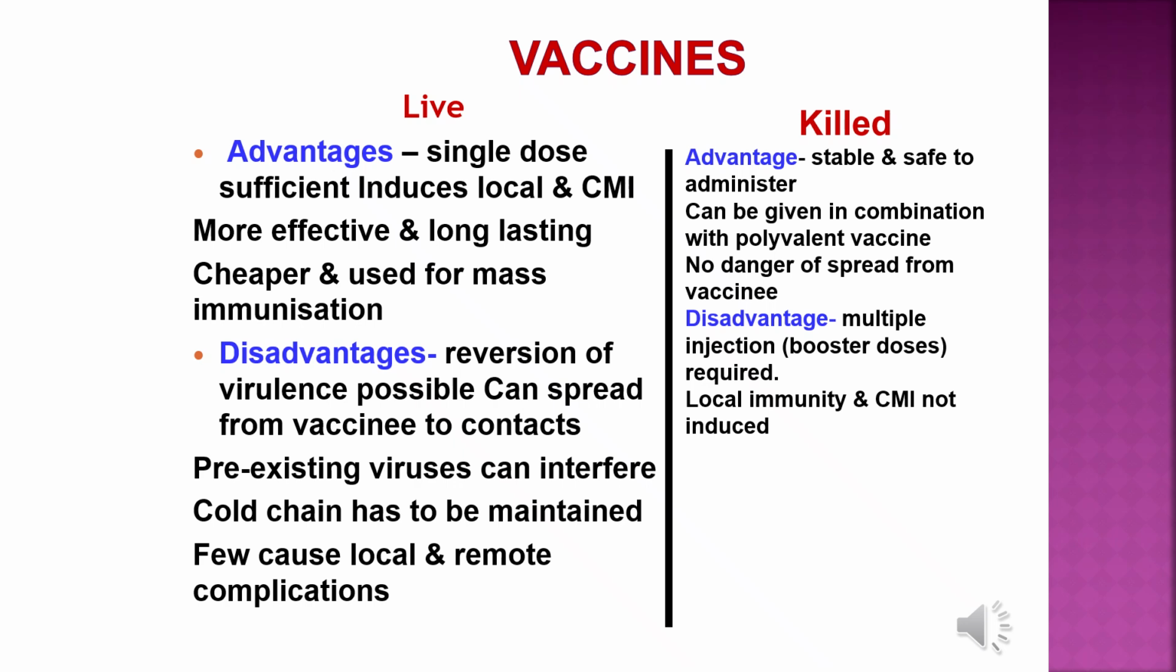Advantages of killed vaccine: it is stable and safe to administer, can be given in combination as a polyvalent vaccine, and there is no danger of spread of vaccine-derived infection. Then disadvantages of live vaccine: reversion of virulence is possible, it can spread from vaccinees to contacts, pre-existing viruses can interfere, the cold chain has to be maintained, and a few cause local and remote complications. Disadvantages of killed vaccine: multiple injections, that is, booster doses are required, and local immunity and cell-mediated immunity are not induced.